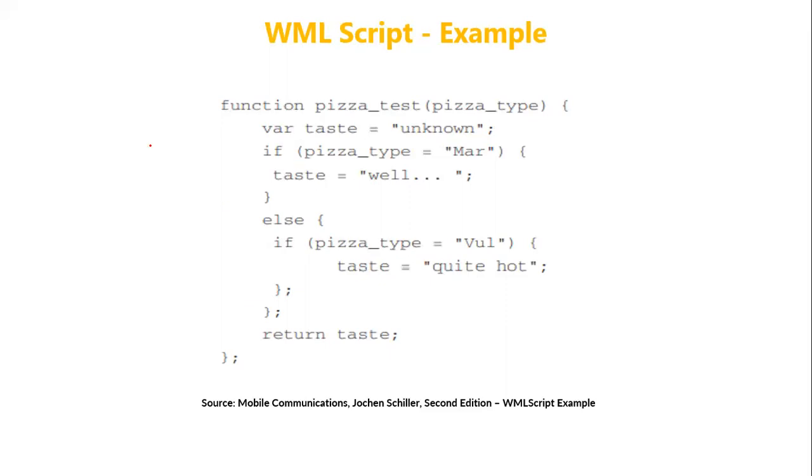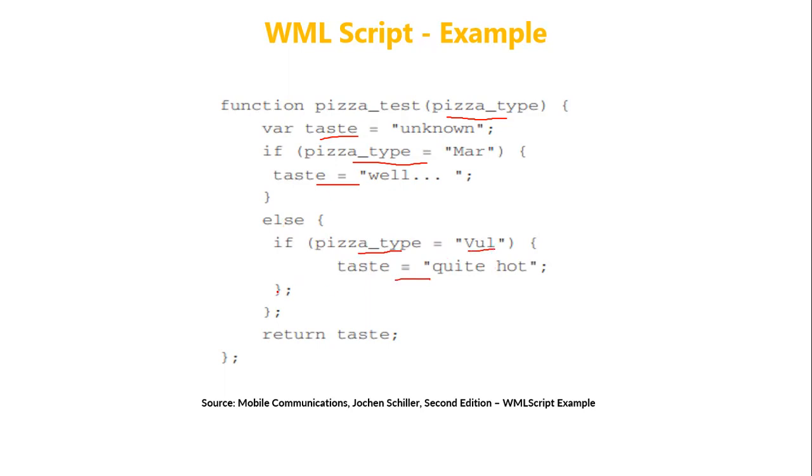Let us see the code here. So this is a function. The name of the function is pizza underscore test. And it takes an argument pizza type. And here is a local variable taste, which is initialized with unknown. And then it checks whether pizza type is equal to MAR. If it is MAR, then taste is initialized to well. Else this part will execute. Here we are checking if pizza type is equal to VUL. If it is VUL, then taste is set to hot.